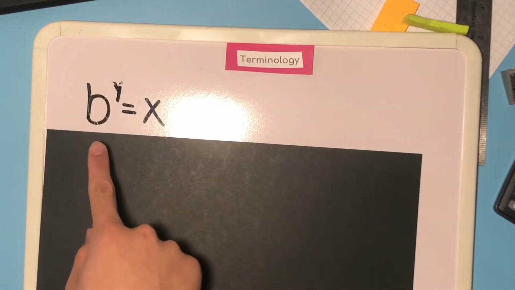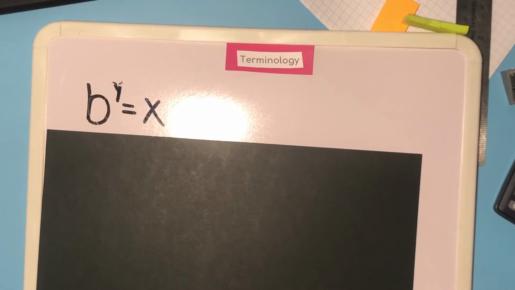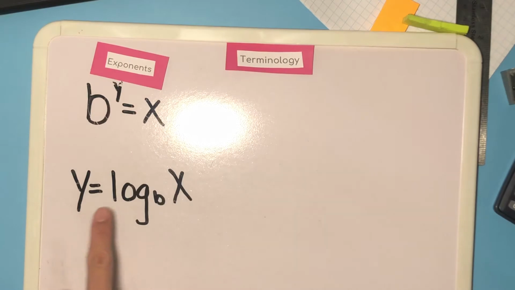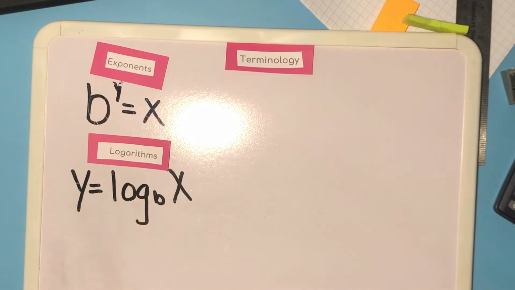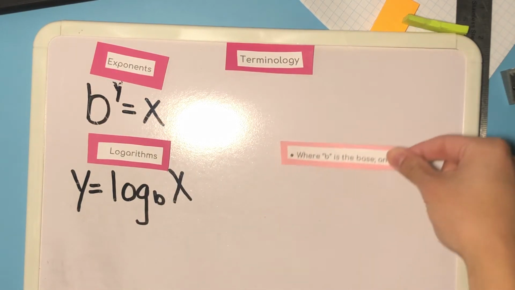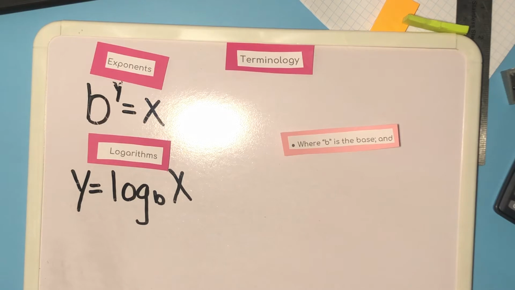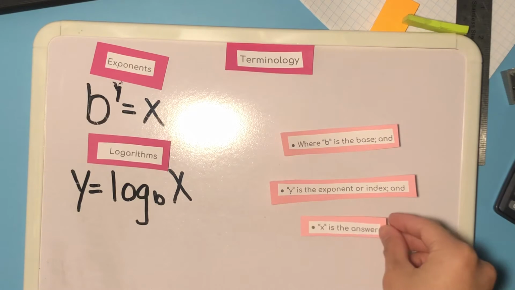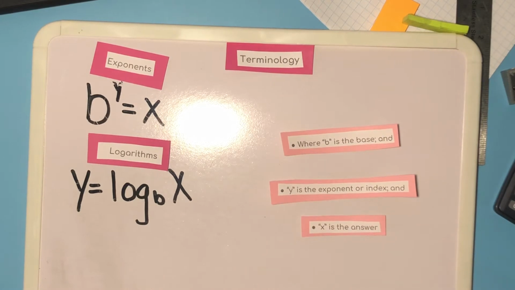Can you think of some examples as to why we use logarithms? With those in mind, let's review some terminology. Over here, b to the power of y equals x is our exponent, whereas y equals log base b of x is our logarithm. It is important to know the difference, where b is the base, y is the exponent or index, and x is the answer. It is important to know the differences between exponents and logarithms to understand how to evaluate.